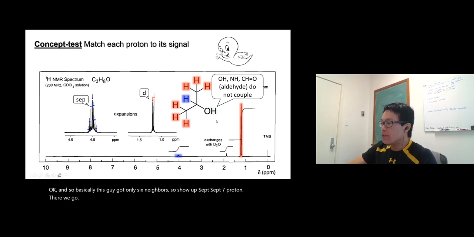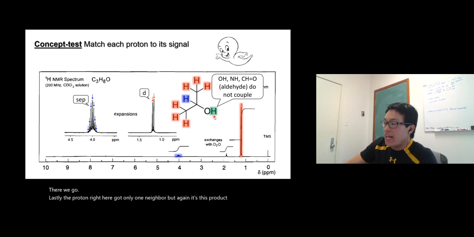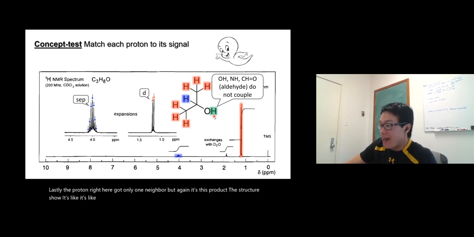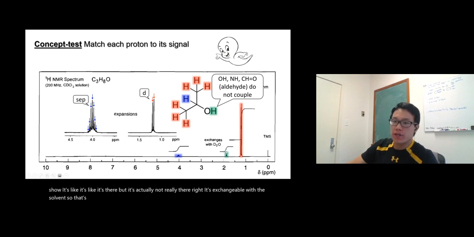Lastly, the proton right here has only 1 neighbor, but again, the structure shows it as if it is there, but it's actually not really there, right? It's exchangeable with the solvent, so that's why right down there is a singlet. Can't really see any split down there.